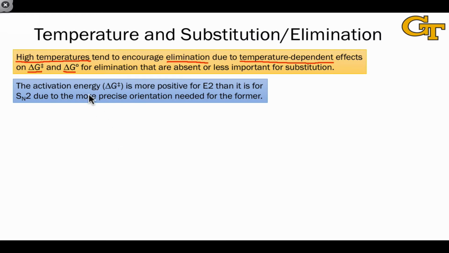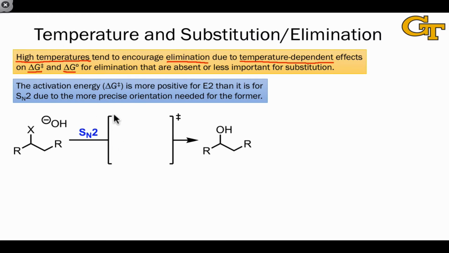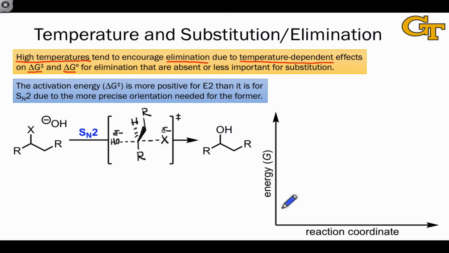Let's look at the kinetic issue first, drawing transition states for both processes and reasoning about the structures of those transition states to deduce the conclusion on the slide, which is that the activation energy is more positive for E2 than it is for Sn2. In the transition state for the Sn2 reaction, the nucleophile is approaching and the leaving group is departing. We can lay down the change in energy in going from the starting material to the transition state on a reaction coordinate diagram by drawing something like this.